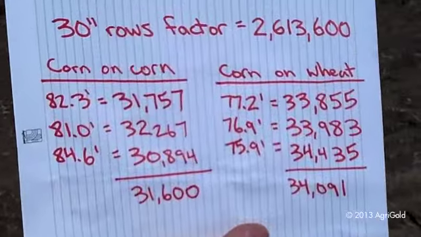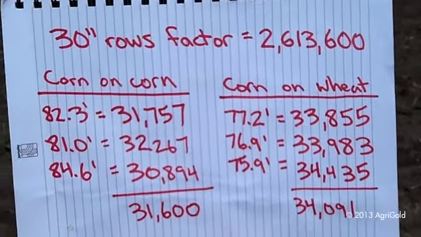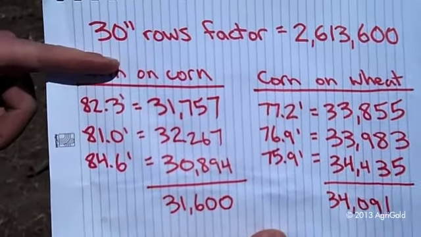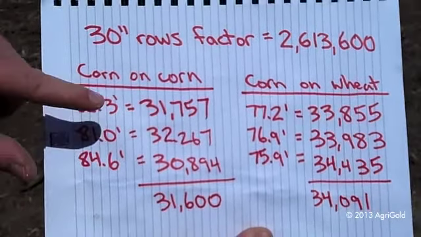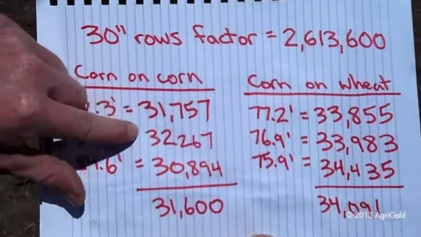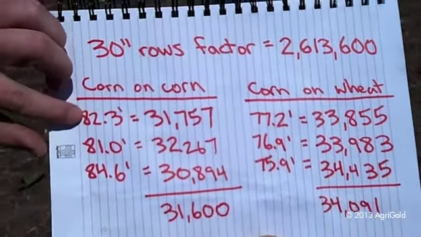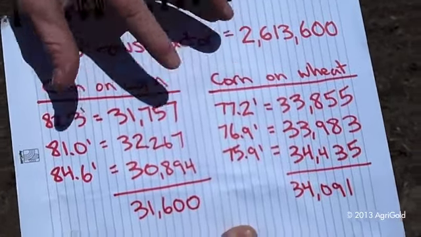So here's the factor that we use for 30-inch rows, 2,613,600. We've got our corn on corn distances of 150 plants here, and then the corresponding populations here where we took, for example, this factor divided by 82.3 to come up with this population here.